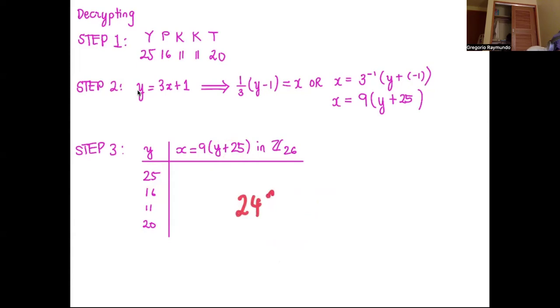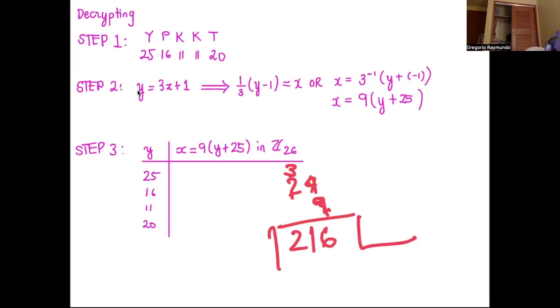times 9. 24 times 9. So 9 times 24 is equal, dito na lang, sulat ko na lang, 9 times 24. 4 times 9, 36, carry 3, 18 plus 3, 21. 216 divided by 26. 26 times 8, siguro, no? 8. Hindi.